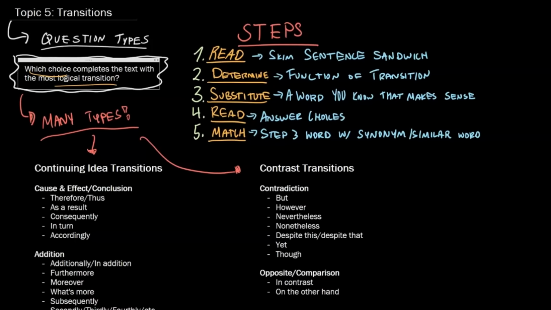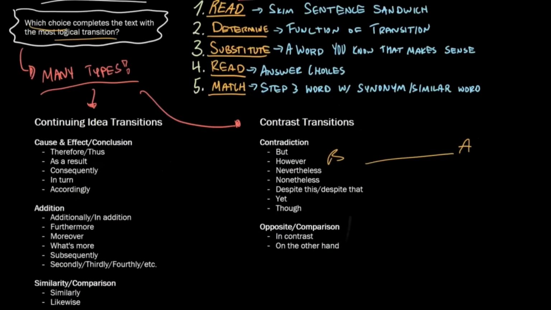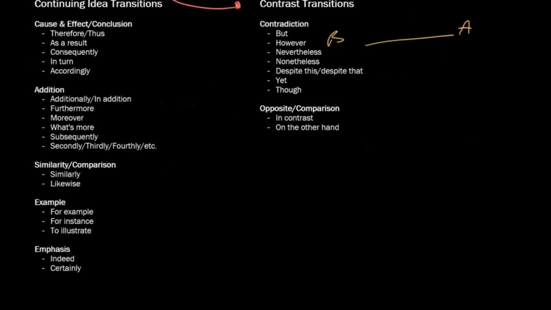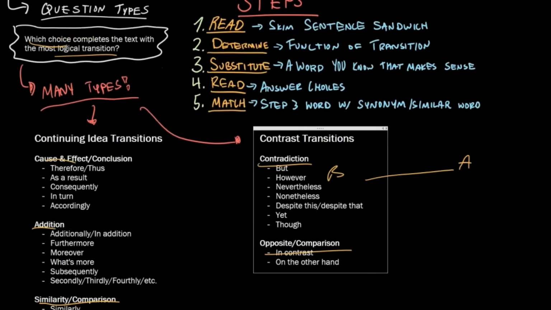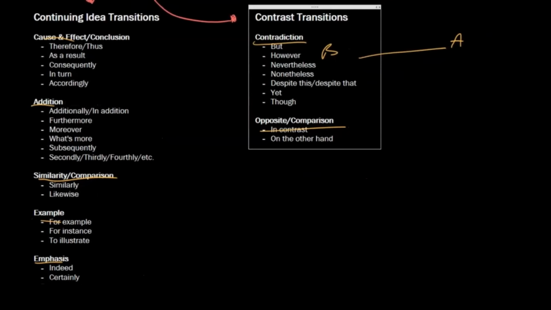First thing you want to do is skim what we call a sentence sandwich, and that means you have the sentence that you're focusing on with a blank, you have the sentence before, and you have the sentence after. Then you're going to determine what the function of that transition is. What is it trying to do? Is it trying to show cause and effect? Is it trying to show a list? Is it trying to show similarities, examples, emphases, contradictions, or opposites? You have to figure out which one of these it is. And you do not need to memorize all of these. Just try to remember one or two, and then see if you can find synonyms for those in your answer choices when you actually get a question.